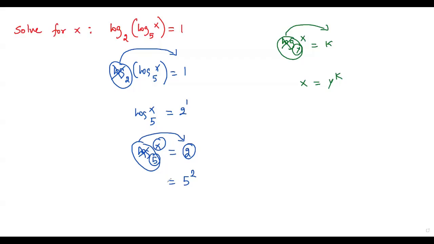So on the left side of the equation we just have x. Then we get x equals the value of 5 squared, which is 25. I have solved for x in the given logarithmic equation. So the value of x is 25.